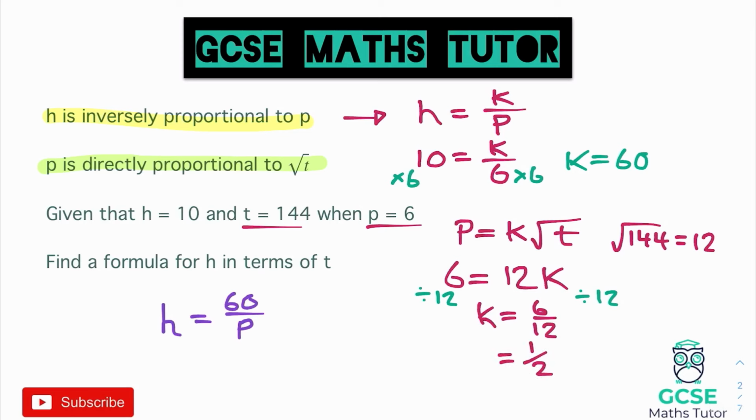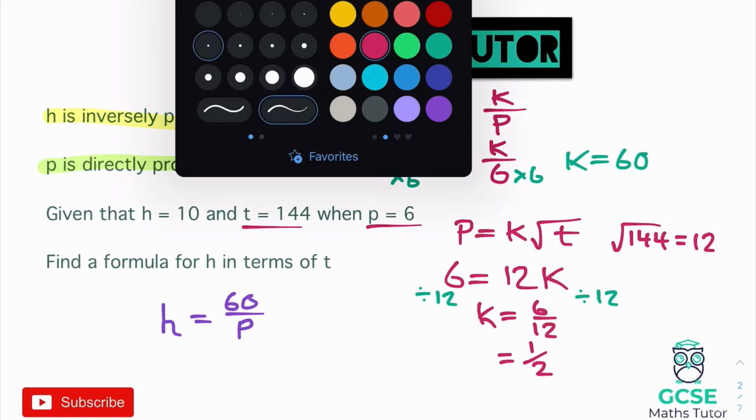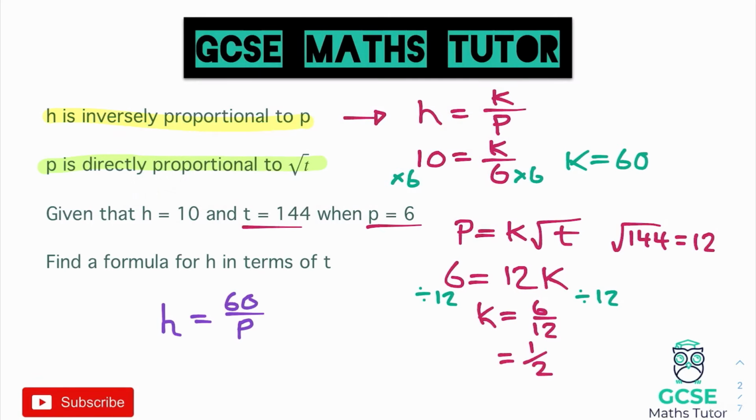Now, again, didn't mention this at the start, but this is a non-calculator question. So we do need to just think about simplifying that there without a calculator, which is easy enough to do. But there we go, let's plug that half into our formula. So we've got p equals 1/2 root t. And there we go, there's our two formulas.